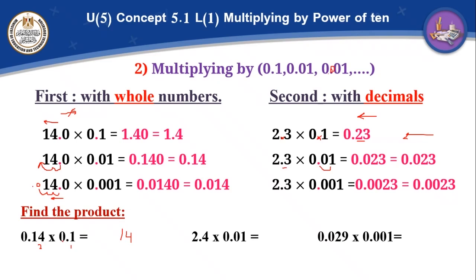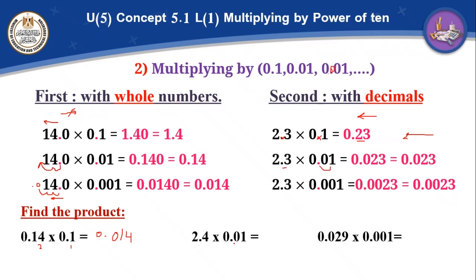1 and 2, 3. Why does this one have one decimal and this one two decimals? 1 plus 2 in multiplication. So 1, 2, I don't have 3, so I put 0 to keep the place value. Then put a decimal point and 0. So you get 14 hundredths.